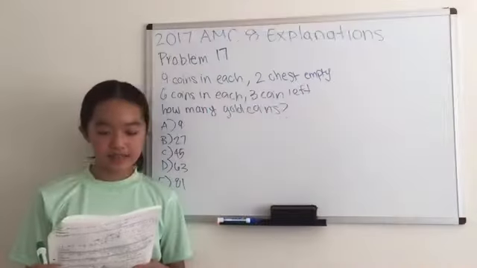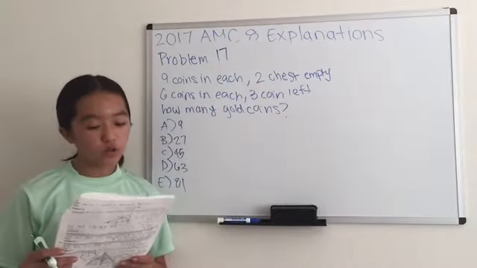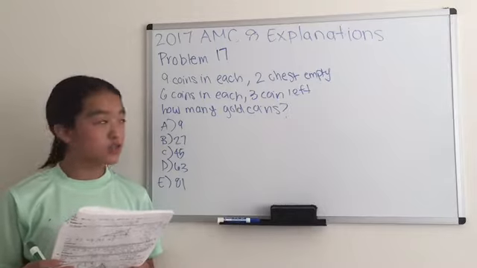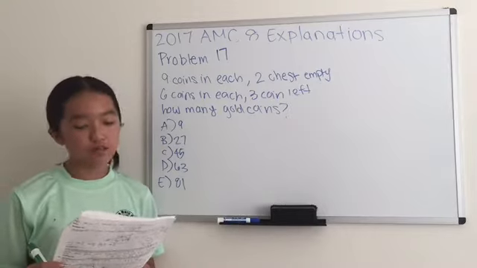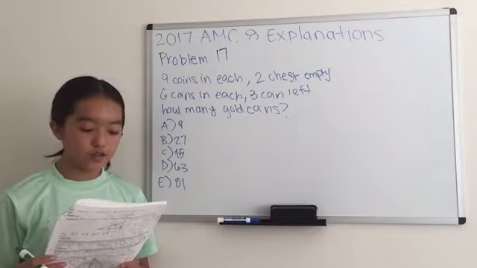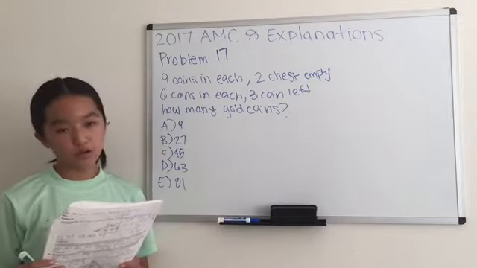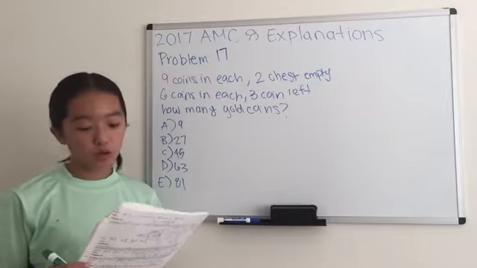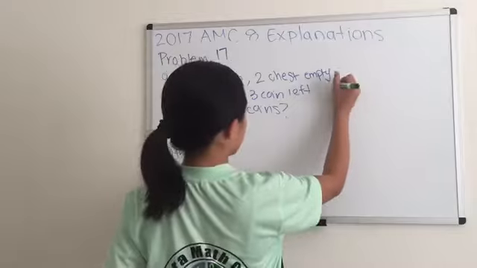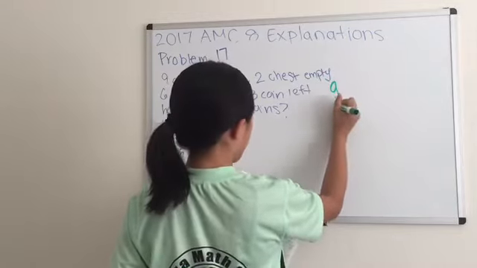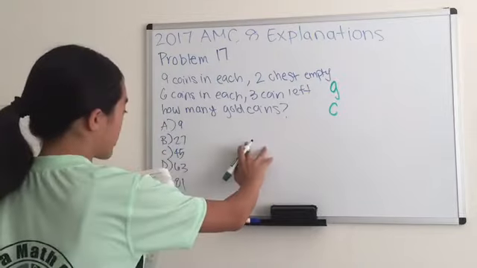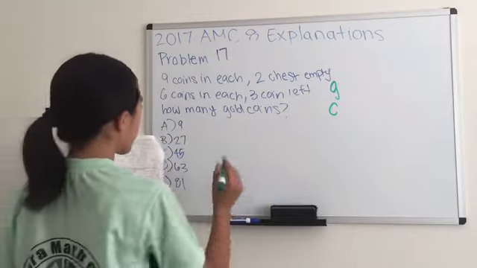Problem number 17 states, starting with some gold coins and some empty treasure chests, I tried to put 9 gold coins in each treasure chest, but that left 2 empty. So instead I put 6 gold coins in each treasure chest, but then I had 3 gold coins left over. How many gold coins do I have? So let's assume that the number of gold coins is G and the number of treasure chests is C. Using this we can develop 2 equations to match each other.